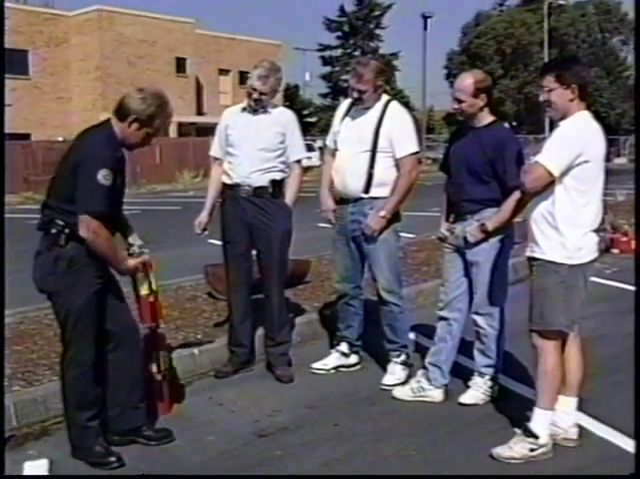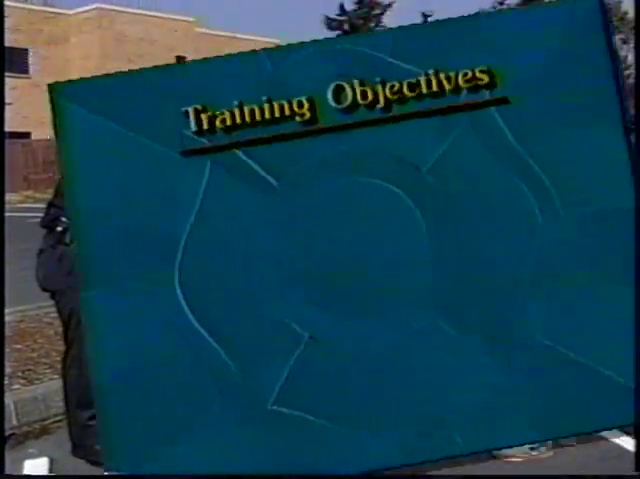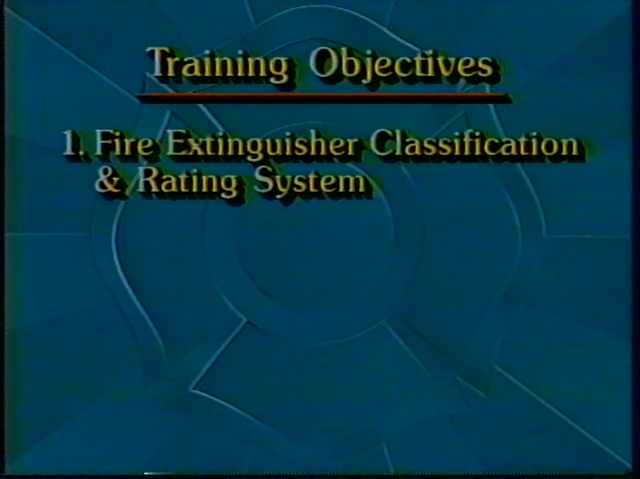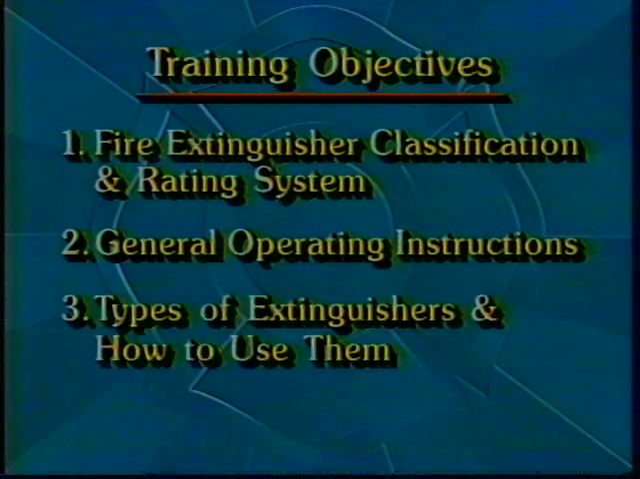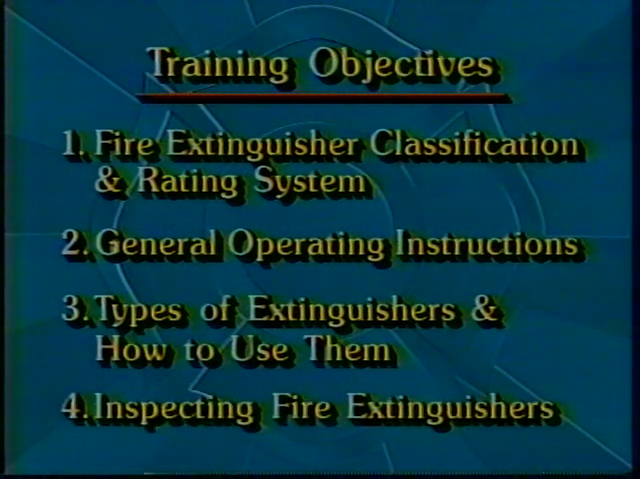types of handheld extinguishers. The training objectives are to present the classification and rating system used for extinguishers, to show the general operating instructions for portable extinguishers, to describe different types of handheld fire extinguishers and demonstrate how to use each type, and to show a firefighter's responsibilities when inspecting portable fire extinguishers.